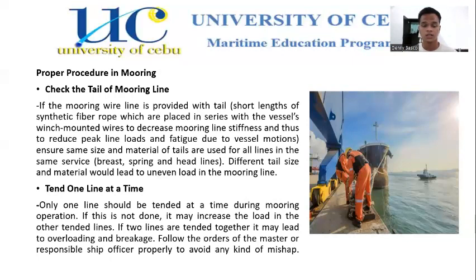Next is check the tail of mooring line. If the mooring wire line is provided with tails, which are short lengths of synthetic fiber rope placed in series with the vessel's mooring wires, they decrease mooring line stiffness and thus reduce peak line loads and fatigue due to vessel motion.